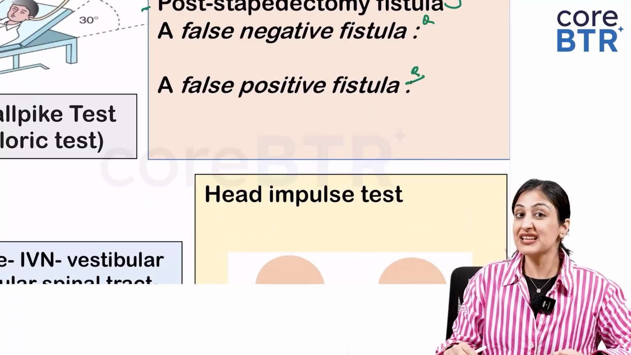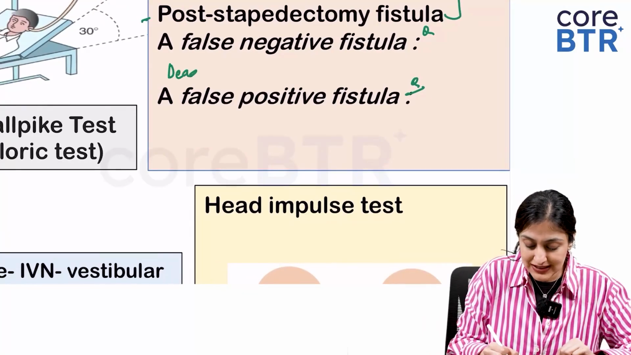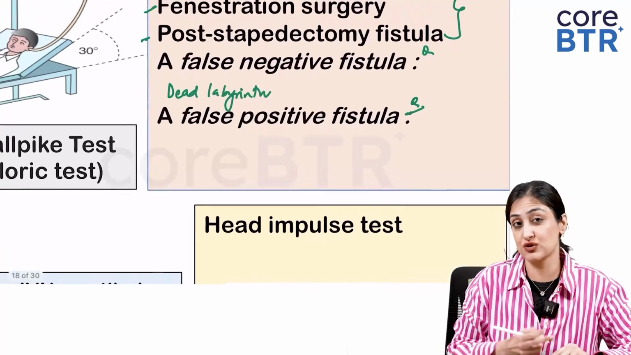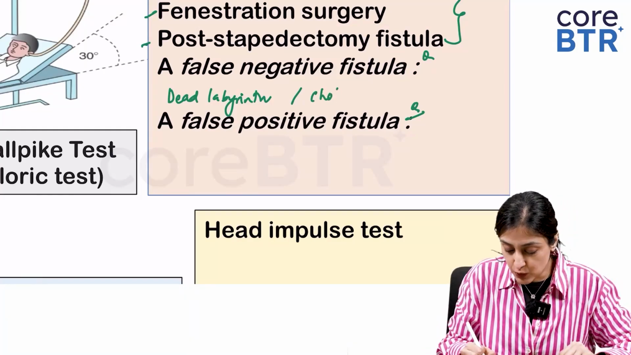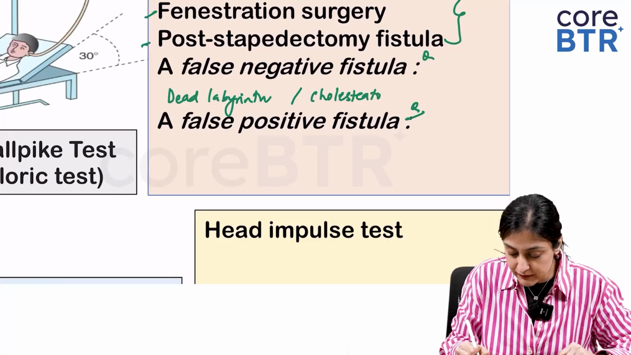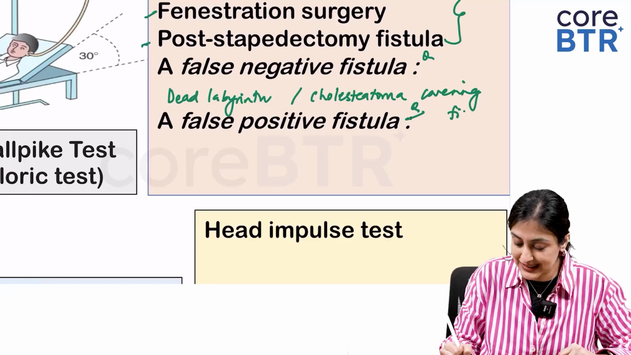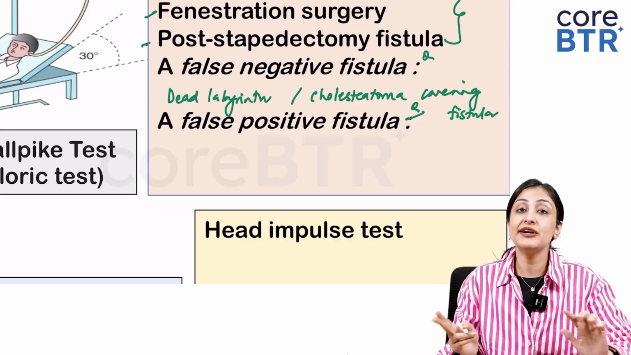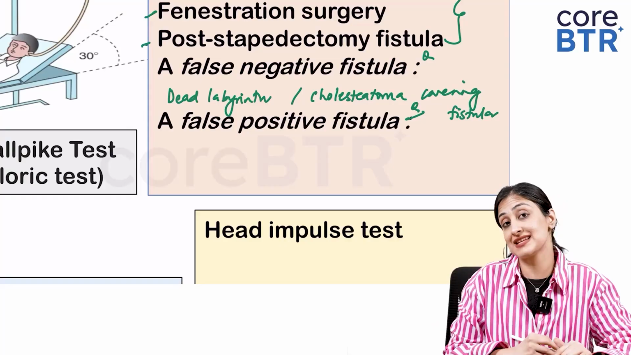False negative, that there is a fistula, still no nystagmus. Two possibilities. One, there is a dead labyrinth. No matter what happens, now you are not going to have a fistula sign. It's over. Or two, pathologies are there. There is a cholesteatoma which is covering the fistula. So there is a cholesteatoma that is covering the fistula.